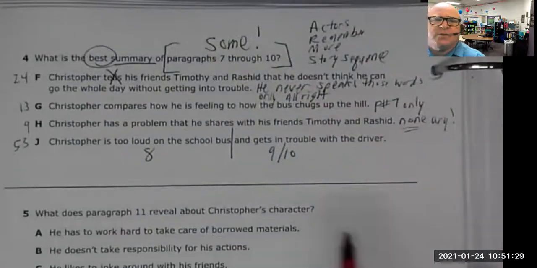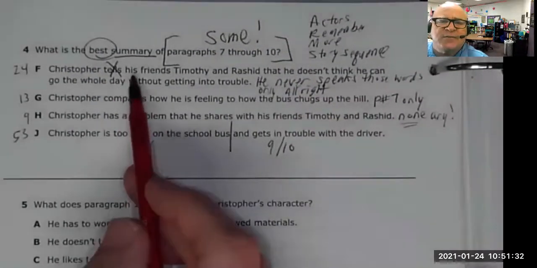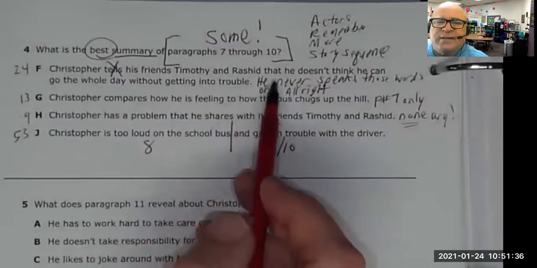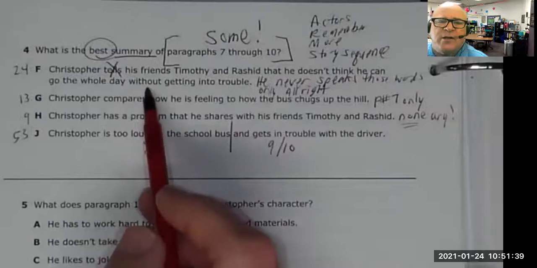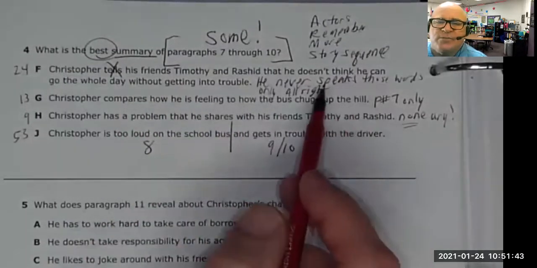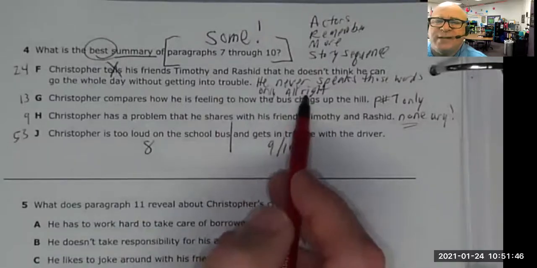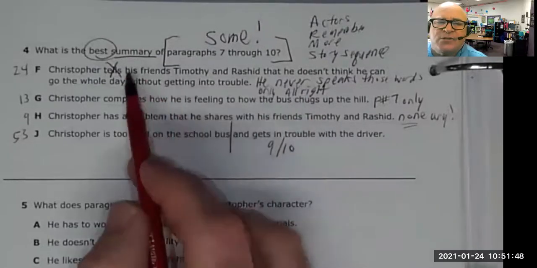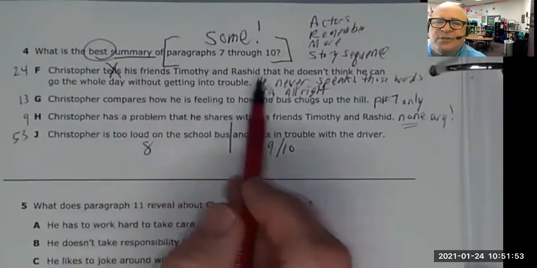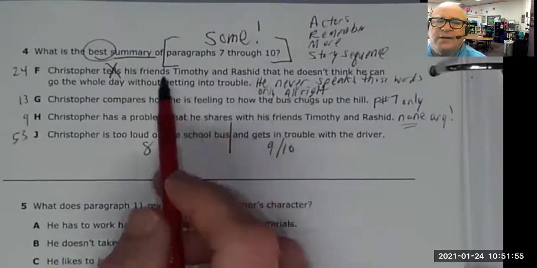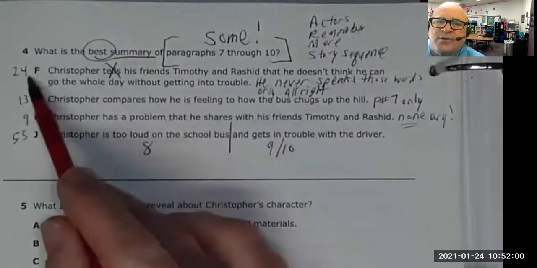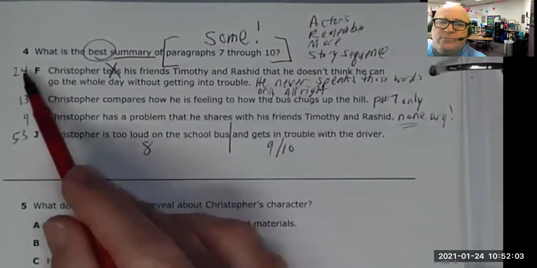And so, since those were the main ideas, we've got to use that as our guide to figure out which is the correct answer. So, Christopher tells his friends Timothy and Rashid that he doesn't think he can go a whole day without getting into trouble. Well, he never speaks those words, only all right. That's the only thing that comes out of his mouth. When you tell somebody, you're talking. And so he's only thinking to himself that he's always getting into trouble. But a fourth of your kids chose that answer.